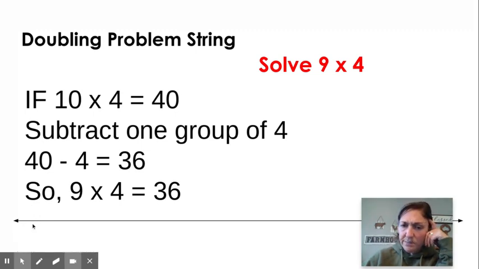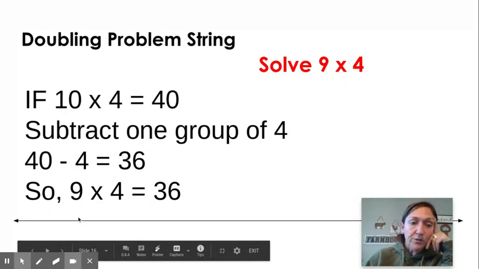I keep calling it a timeline. I'm thinking about our biographies. I don't have to start over and skip count 4, 8, 12, 16. I can start all the way at the end, minus one group of 4, and end up with 9 times 4, which is 36.